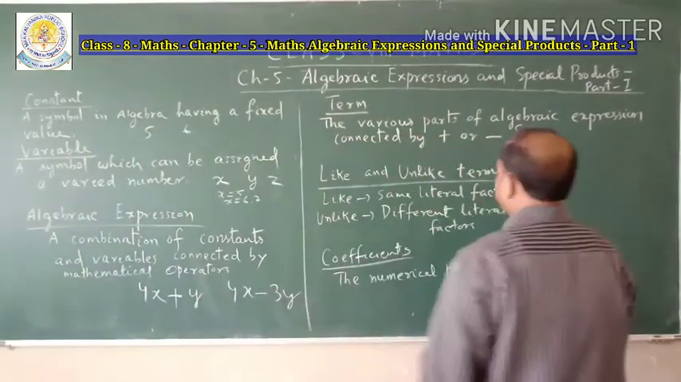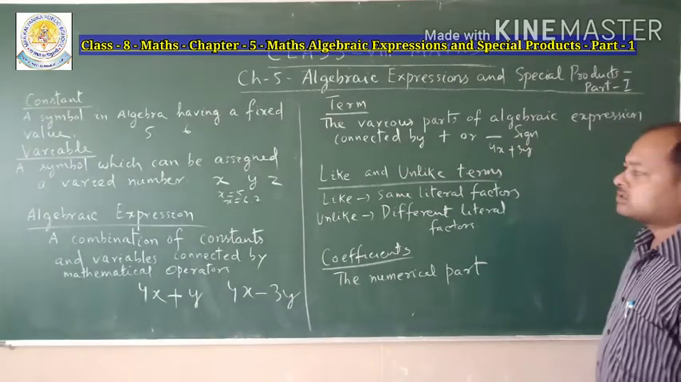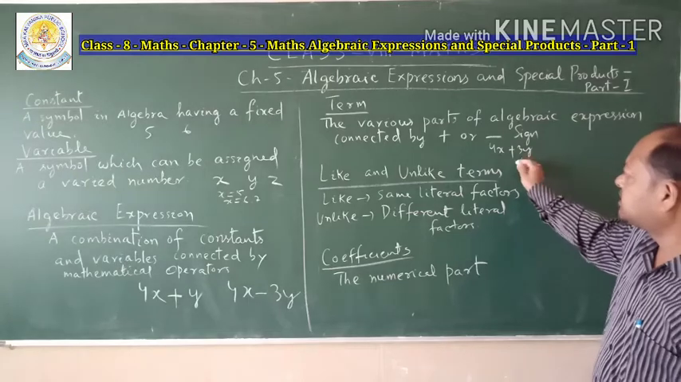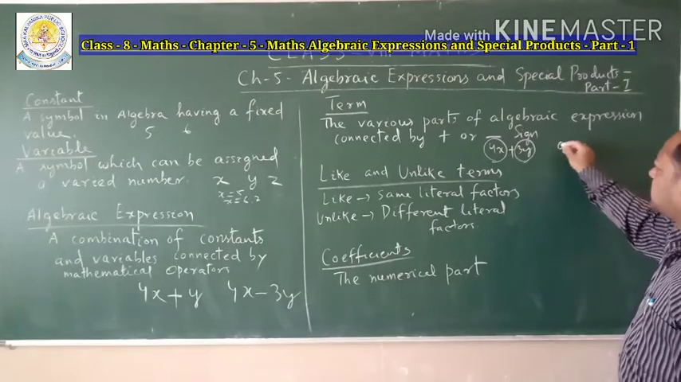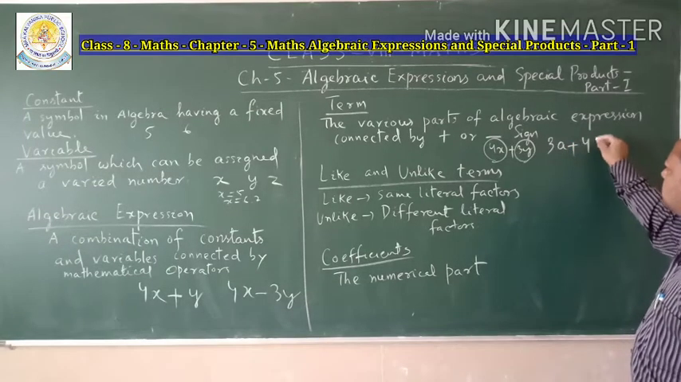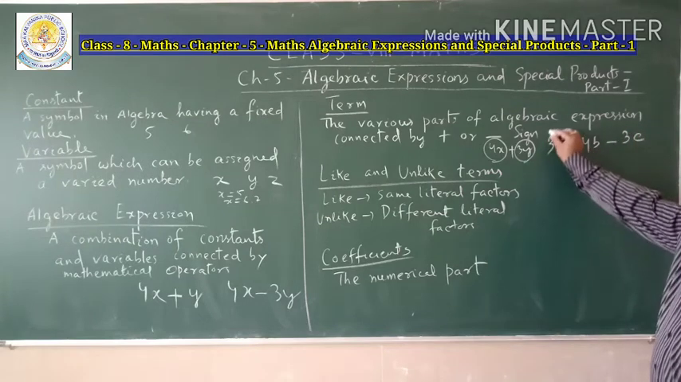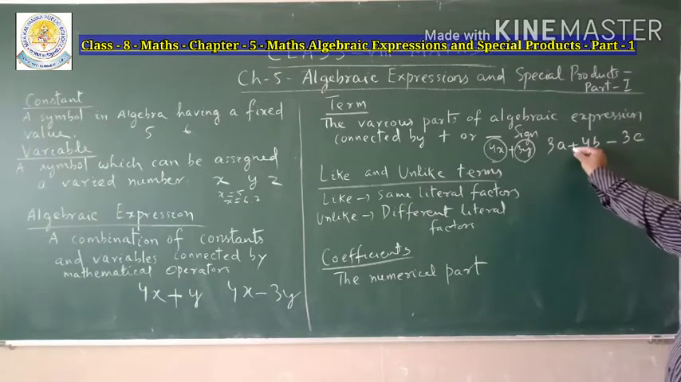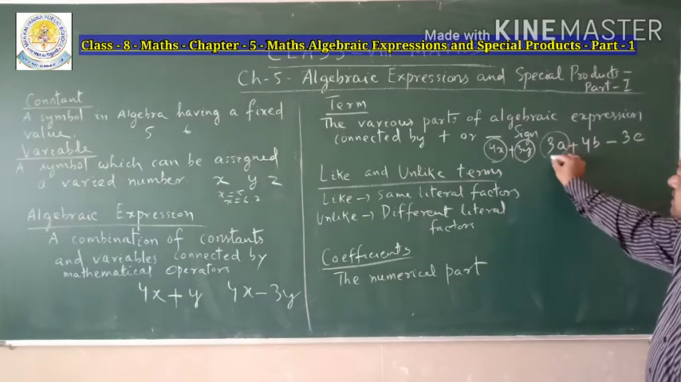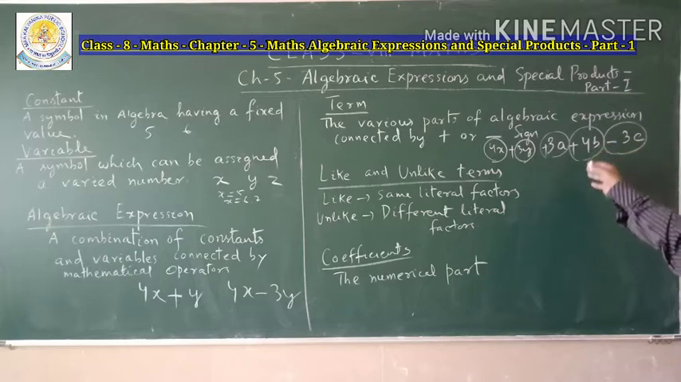Now suppose I am writing one algebraic expression, 4x plus 3y. In this algebraic expression, 4x is a term and 3y is a term. Let us discuss more. I am writing here 3a plus 4b minus 3c. Here 3a is a term, 4b is a term and 3c is a term. These are joined by plus and minus signs. So plus 3a is a term, plus 4b is a term, and minus 3c is a term. Each individual part of an algebraic expression is called a term.